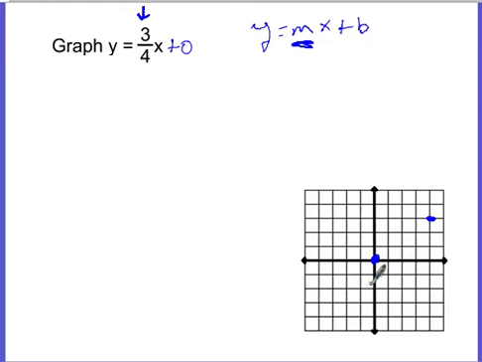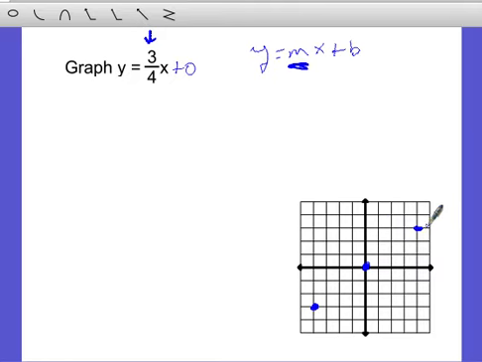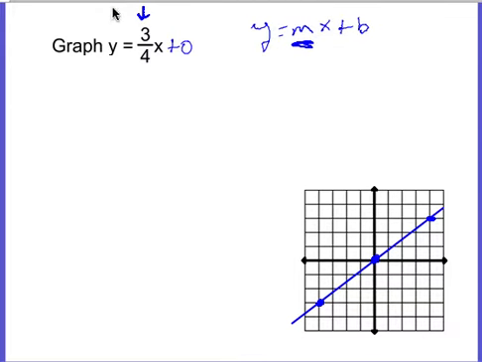I can also go down 3y and left 4x. That's still a positive slope. And so super simple to graph. If you have something in slope intercept form, I don't mind you guys just counting the slope. Super simple. Okay. What type of equation is this when it goes through the origin?